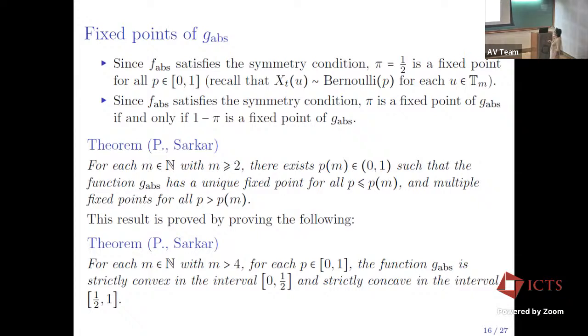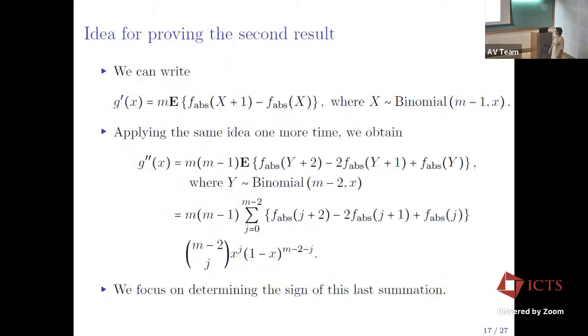the function g absolute is first strictly convex up to half. Okay, so over the interval 0 to half it's strictly convex, and then it becomes strictly concave. This is crucial to concluding this result. So we will focus on first taking a look at how we prove the second result. I hope I have enough time.